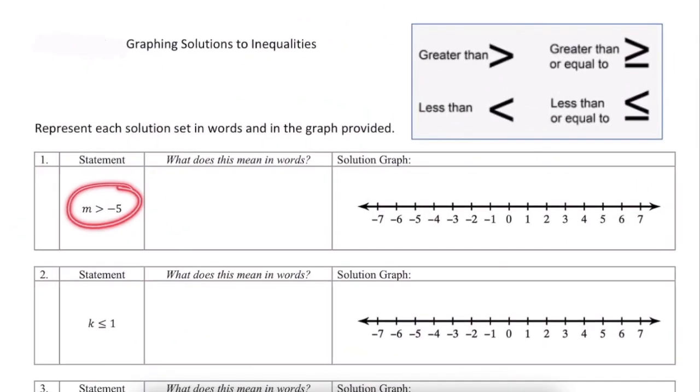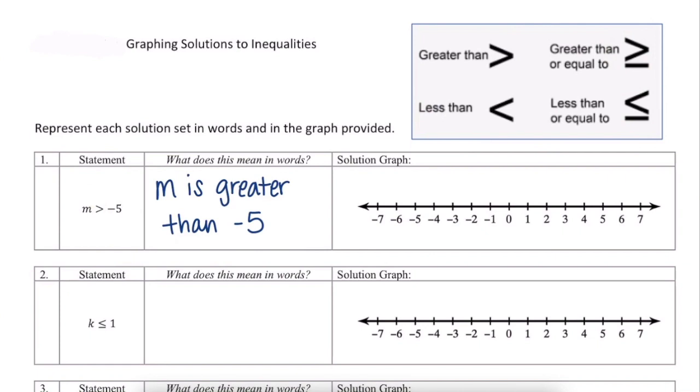Looking here at number 1, we always read inequalities from left to right. So I'm going to start off by reading this as m is greater than the value -5, and that's what this means in words. So I'm going to start by identifying -5 on my number line.